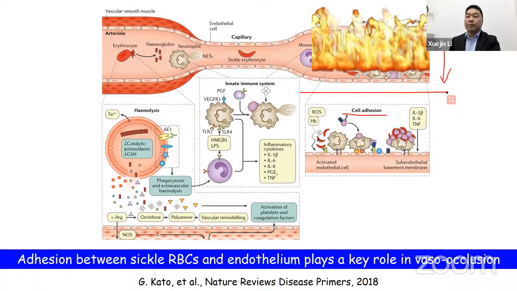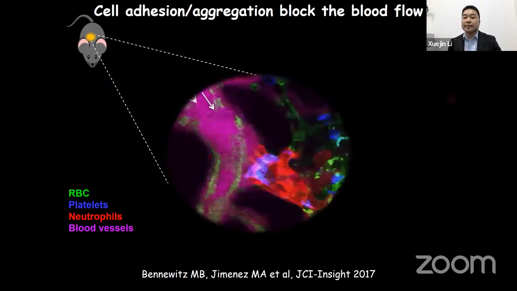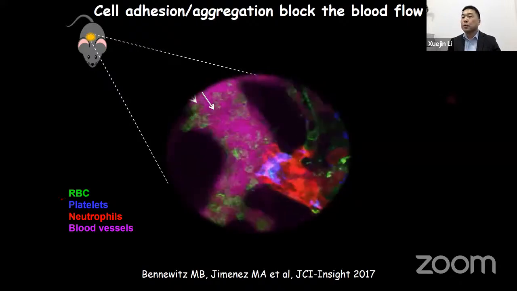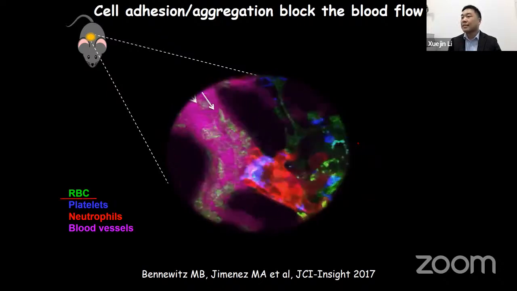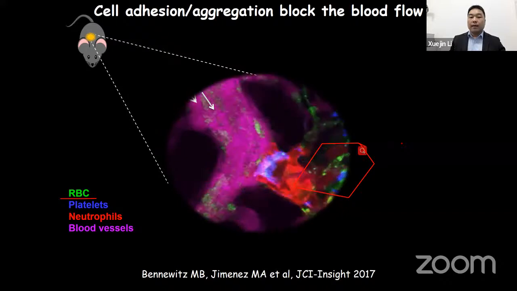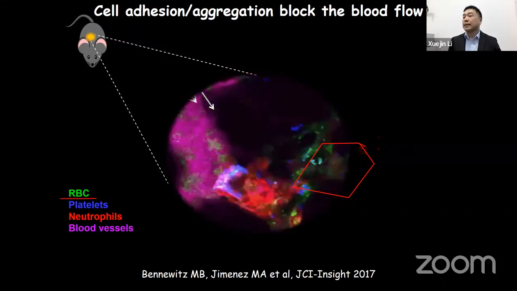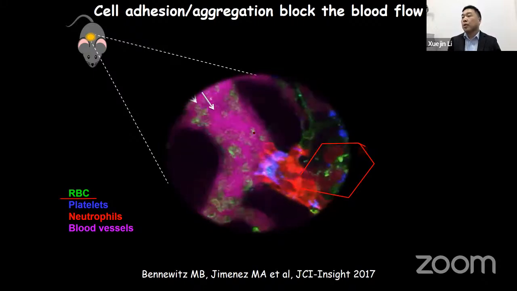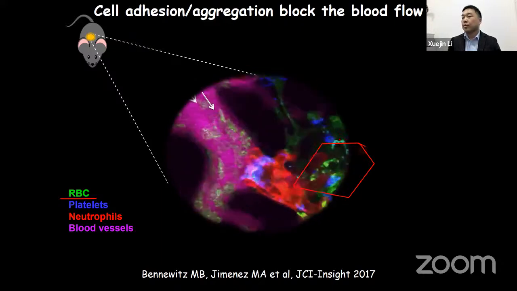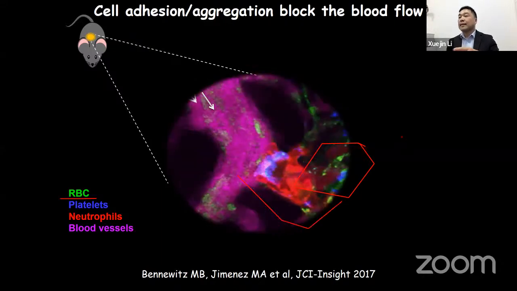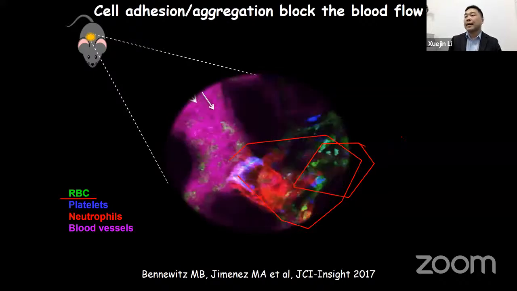For example, in mice, the adhesion and aggregates among different cells, including the red blood cells shown in green color in this domain, could lead to blood occlusion in larger blood vessels. You can see in this domain, there's no blood flow. The blood flow stops here. So the cell adhesion interaction is important for triggering vaso-occlusion in larger blood vessels.